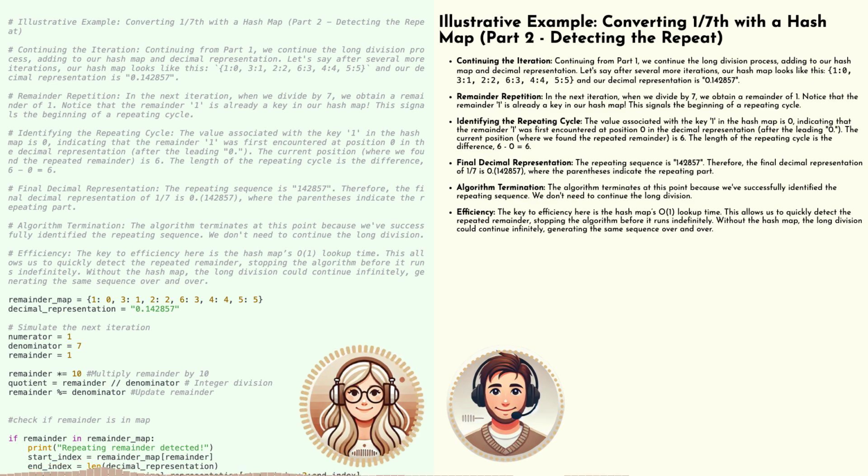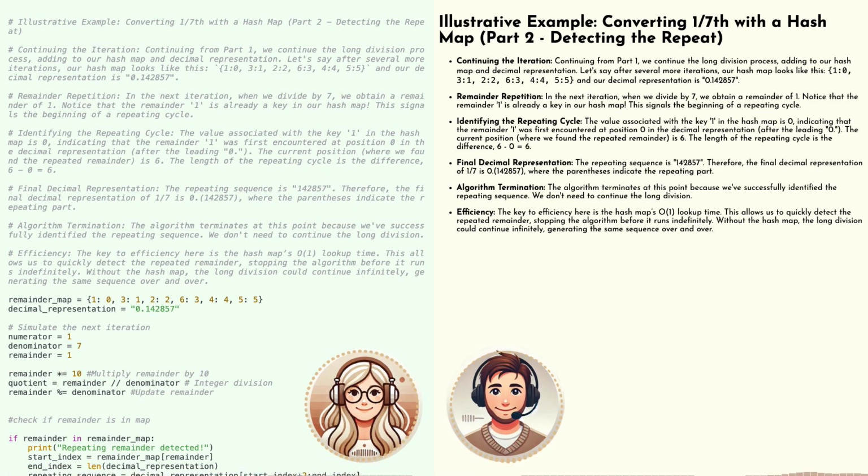We have a remainder of 5. What do we do? Multiply by 10, which gives us 50, and then divide by 7, that's 7, with a remainder of 1. Wait a second. What is it? Remainder of 1. We've seen that before. Exactly. We encountered a remainder of 1 at the very beginning. Right. Before we even started calculating the decimal digits. So this means we're about to start repeating the same sequence of calculations, right? Precisely. And our hash map tells us exactly where this repetition begins. Look back at our hash map. What's the value associated with the key 1? It's 0.